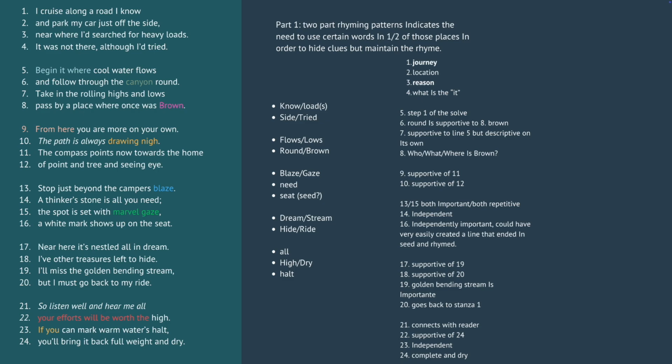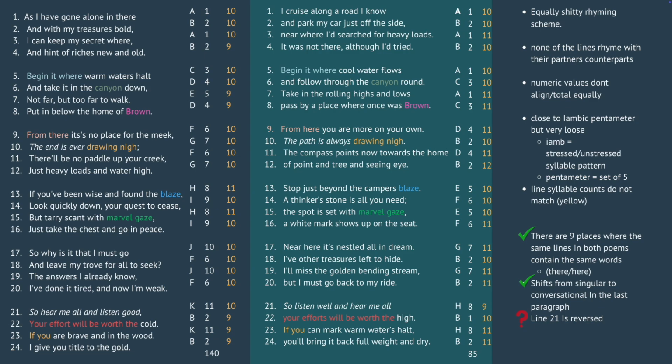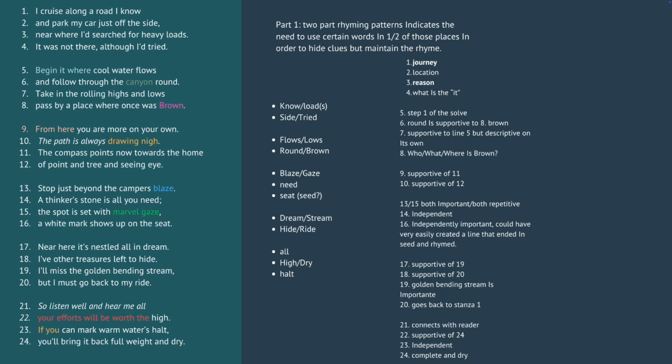Line 21, this is the line that's reversed. "So listen well and hear me all" versus "So hear me all and listen good." I'm not sure if "so hear me all and listen good" is proper English, but this is where he begins to speak to the reader and include the reader in a story and acknowledge the presence of the reader.